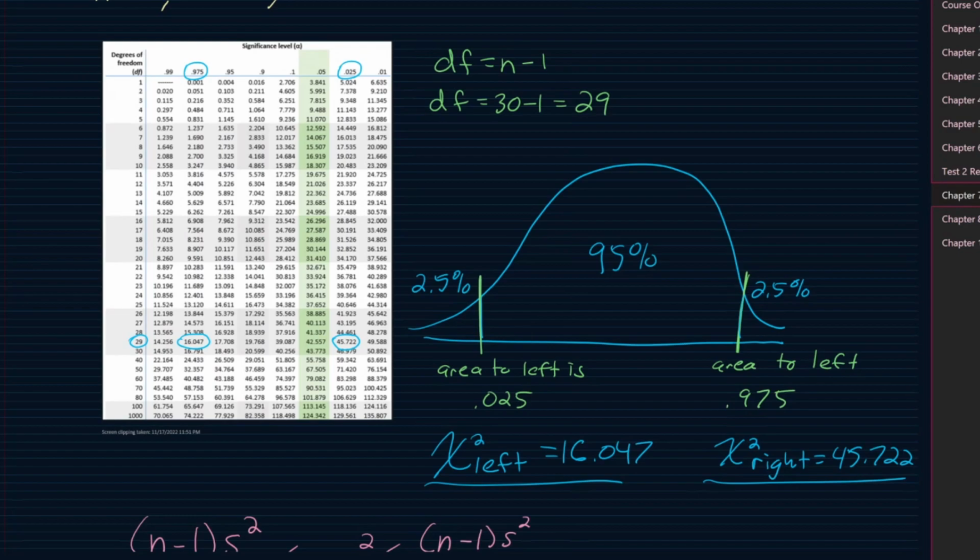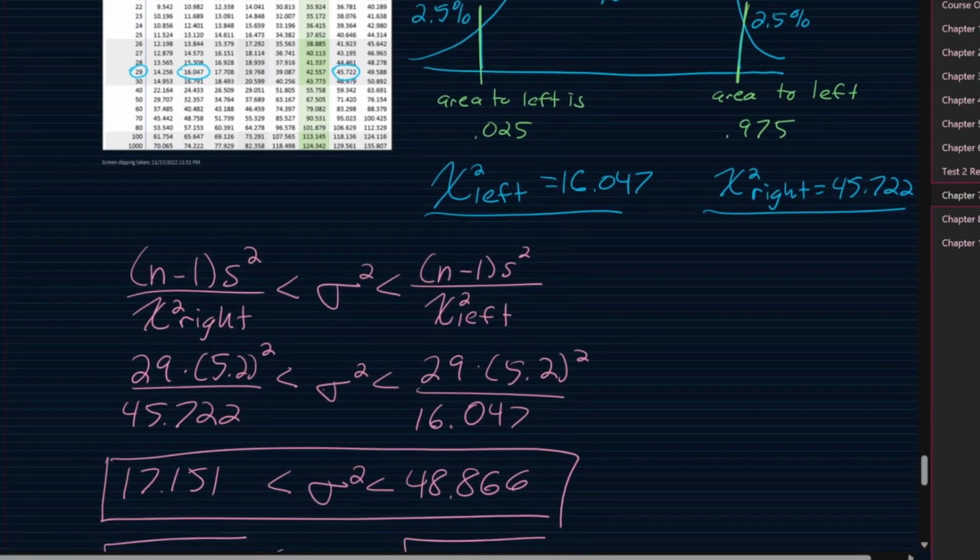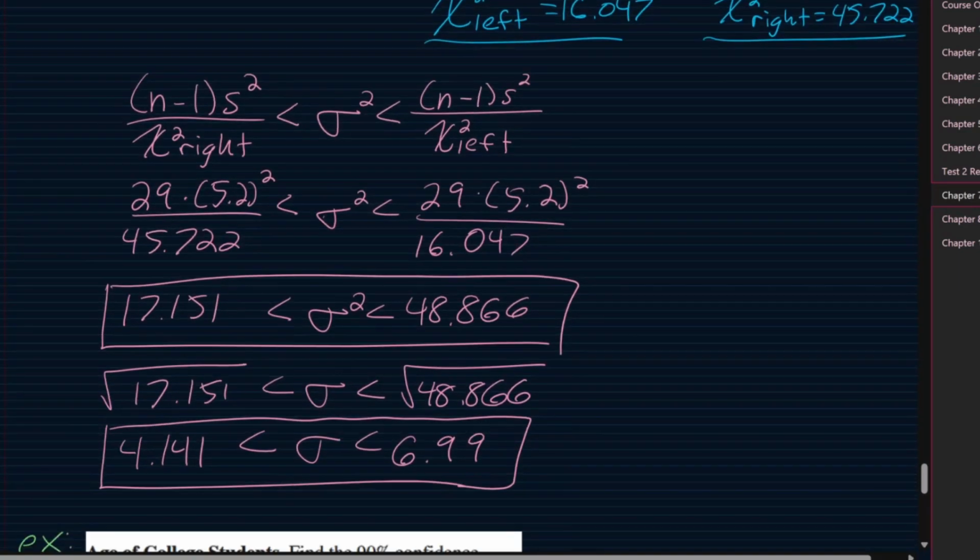Again, we use the degrees of freedom, same formula for degrees of freedom. And we line up the correct columns, and that gives us our values. Chi-squared left is the one on the left. Chi-squared right is the one on the right. And then this is our formula for the confidence interval for standard deviations of variance. N minus 1 times s squared over chi-squared right is the lower bound. N minus 1 times s squared over chi-squared left is the upper bound. So that's a little weird that the chi-squared right goes on the left and chi-squared left goes on the right. So just try to remember that.